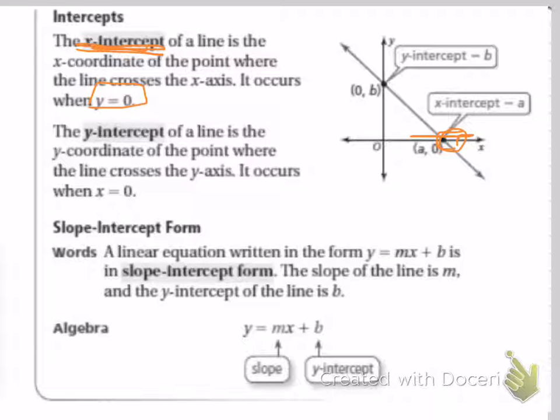For the y-intercept of a line, it's where the line hits the y-axis. It occurs when x equals 0. And then we have slope-intercept form, and that's y equals mx plus b. Remember, the m is representing the slope, and the b represents the y-intercept.